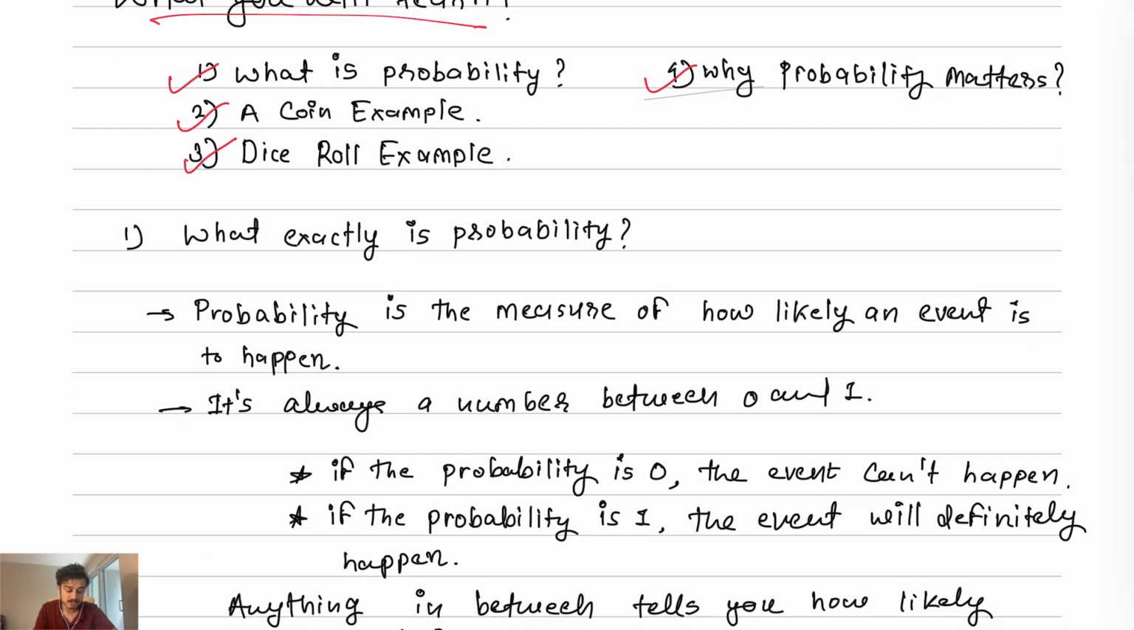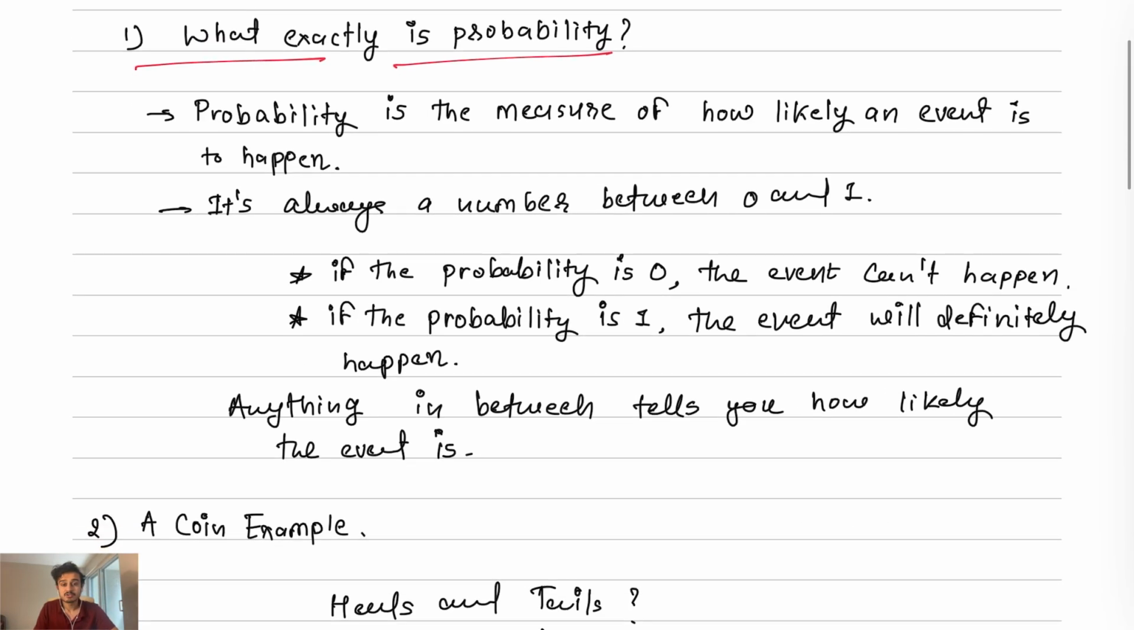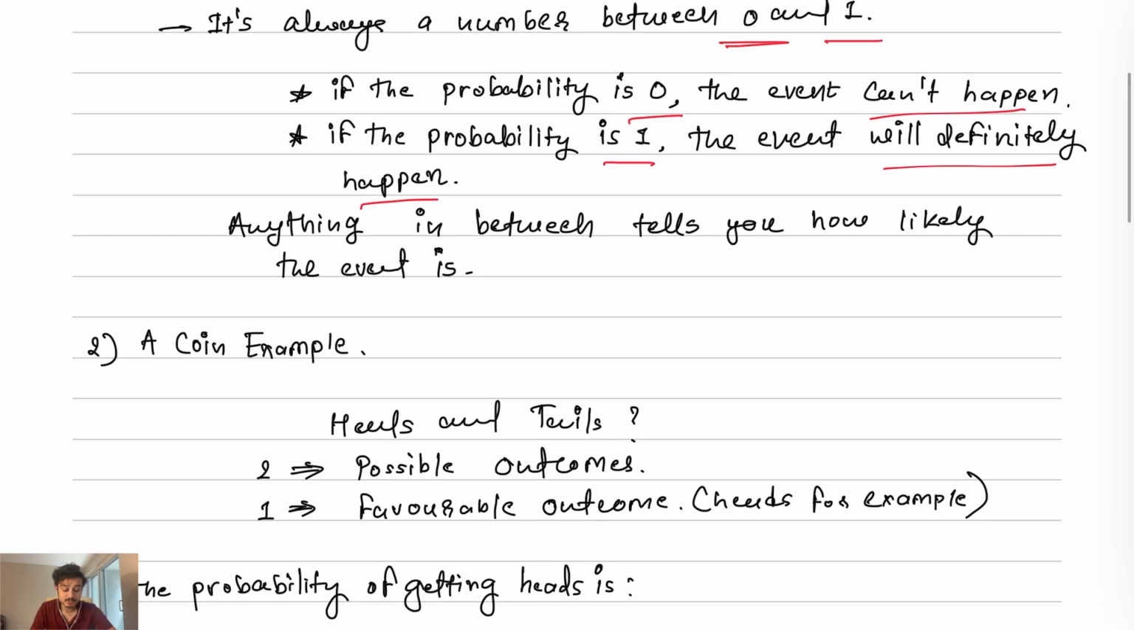Let's quickly move towards our first point, which is what exactly probability is. Probability is the measure of how likely an event is to happen. It's always a number between 0 and 1. If the probability is 0, the event cannot happen. And if the probability is 1, the event will definitely happen. That's how we interpret 0 and 1. Anything in between tells you how likely the event is. Okay, so let's begin with something simple.